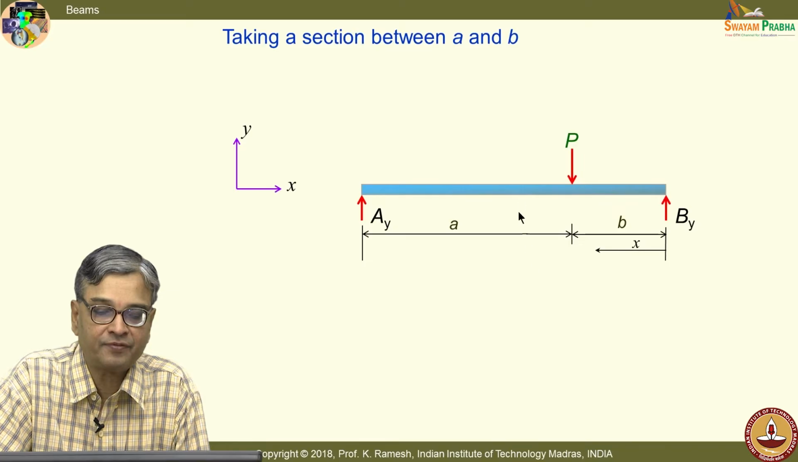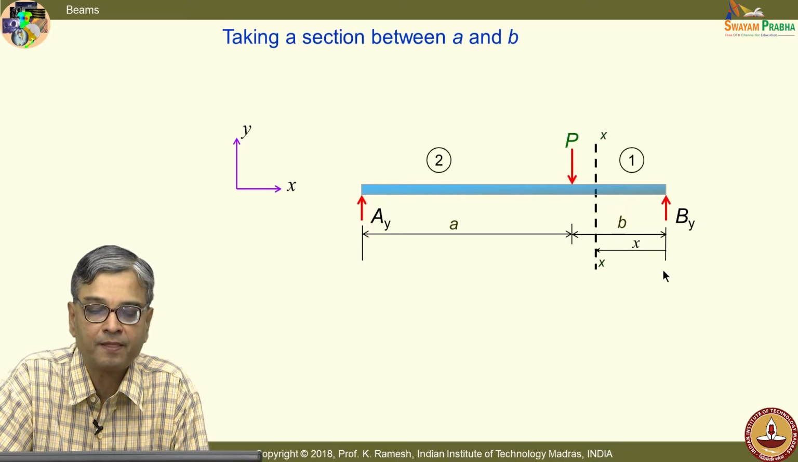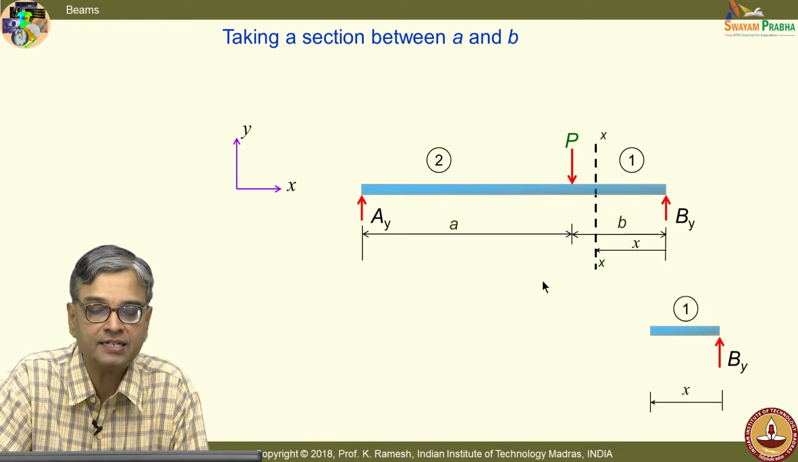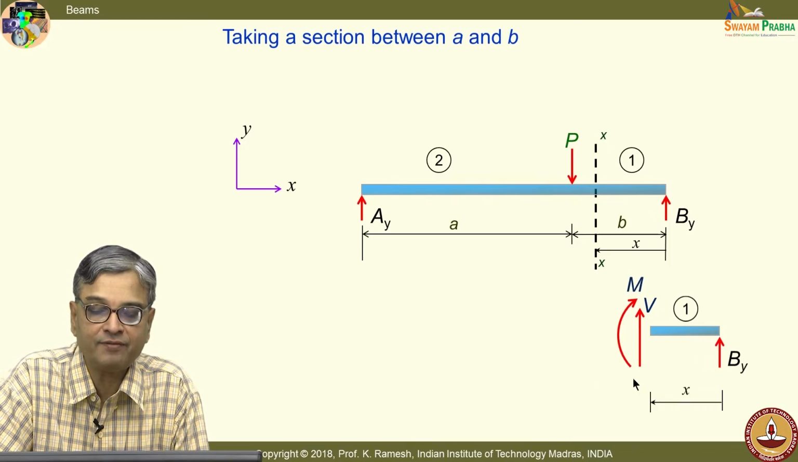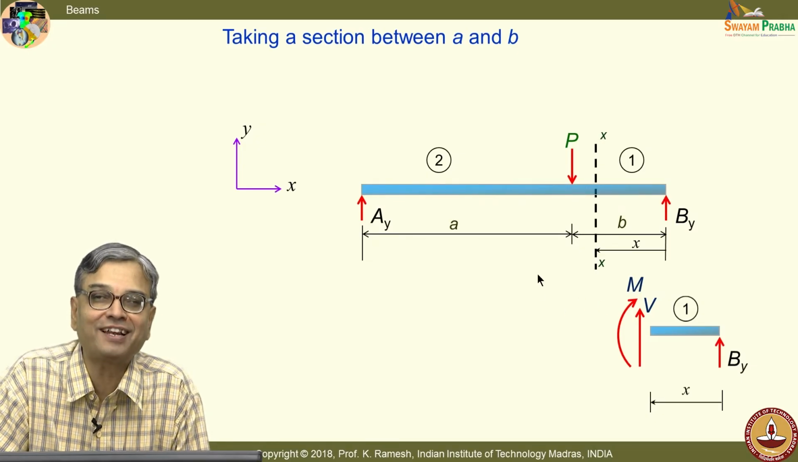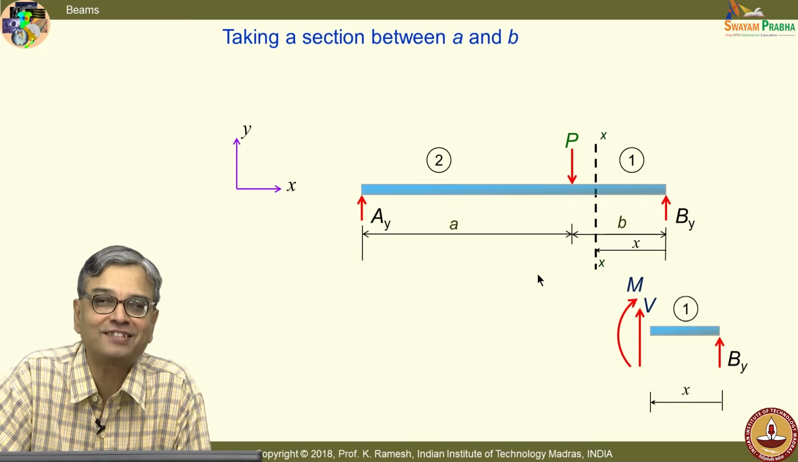So, I said that we have not completely got the variation over the length of the beam. So, we should also find out what happens in this segment, and I can separate it as two segments, segment 1 and segment 2. Can you tell me what is the sign convention I have put? You have to be very clear what is the sign convention I have put.